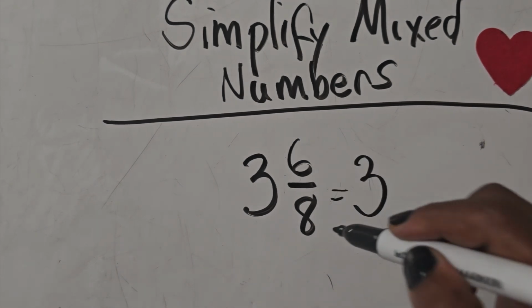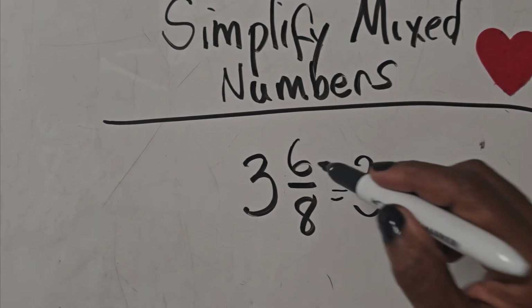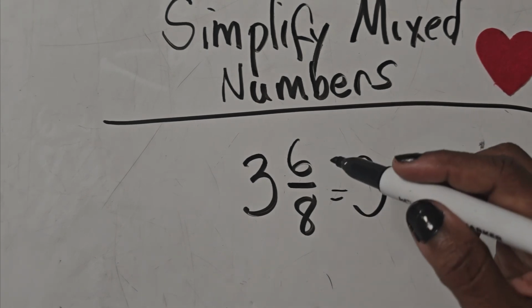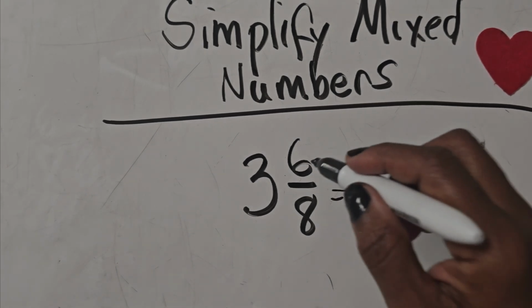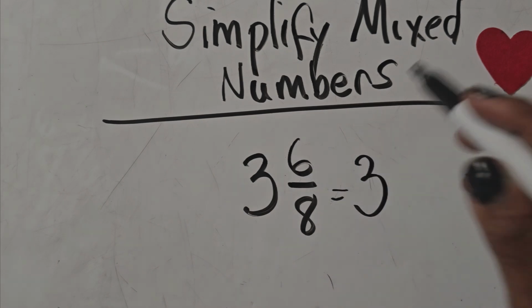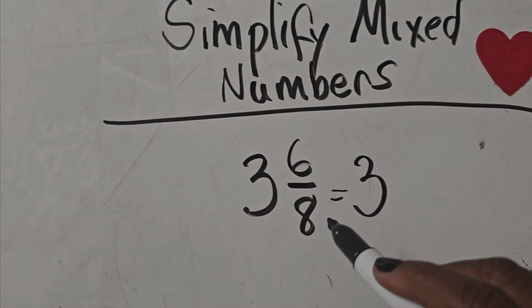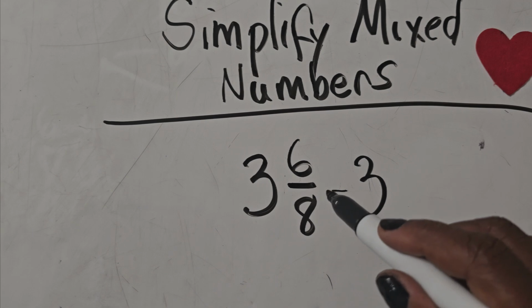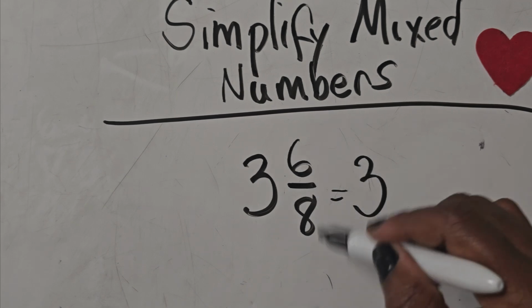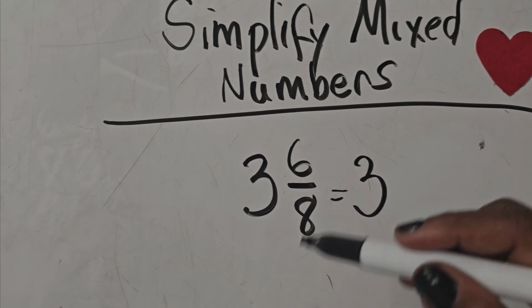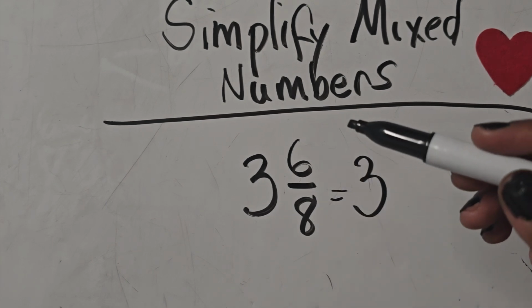In order to reduce the fraction, like I showed you, I'm thinking of a factor, a number that can go into 6 evenly and can go into 8 evenly. It has to be evenly. You don't want to create issues because you want to make it smaller. What you're actually making is an equivalent fraction. It's just smaller, but it's the same value.